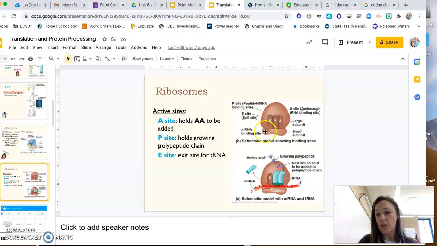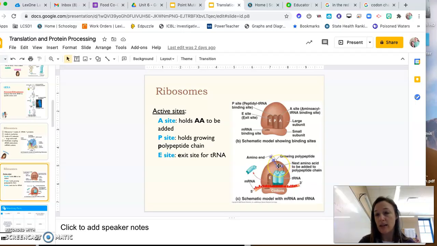The small subunit's job really is holding on to the mRNA and making sure that the ribosome is moving down the RNA at the right speed. So that's the structure of the ribosome. The function is to hold everything together and to help create this bond. So it actually does help form this bond.